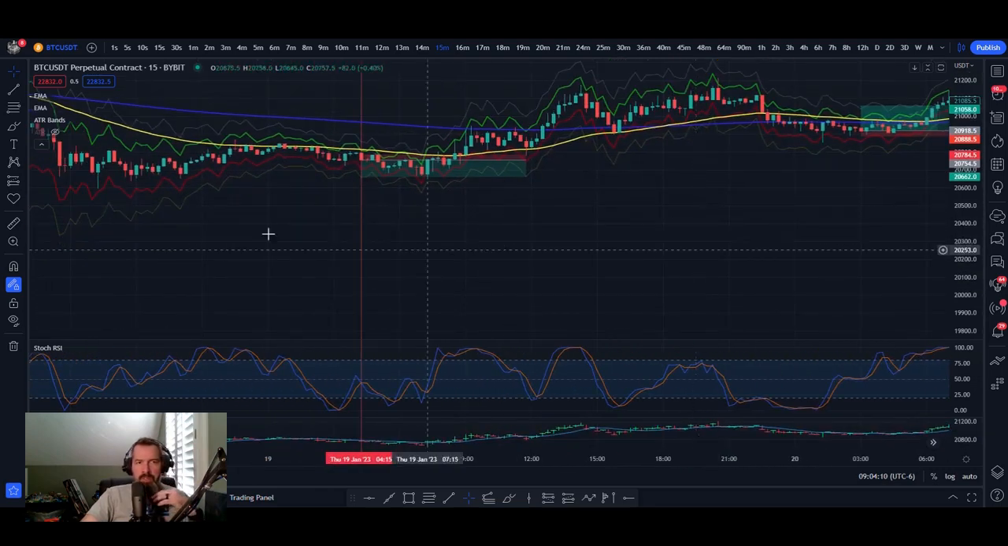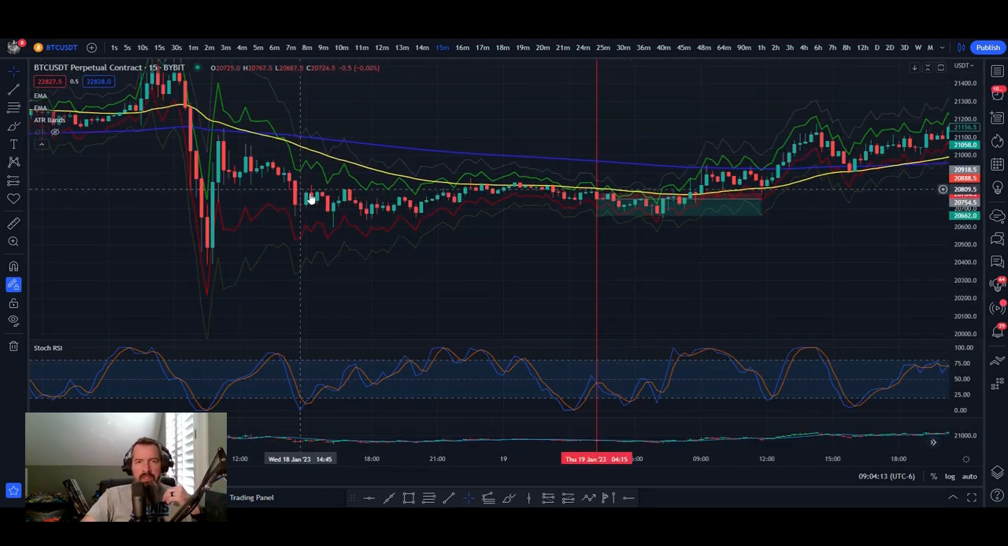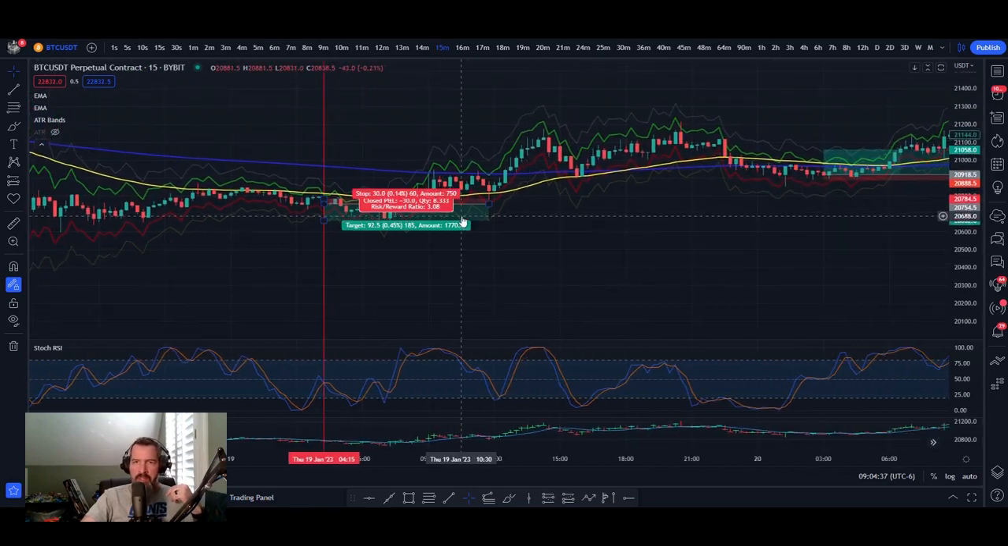So shorts, exactly the opposite. You want the 50 to be below the 200. You want price to come back in. See, this is above the 80. So we're going to start looking for a short. And then right here, we have the next cross down. You'll see that I had already put that one out. So that's a win also.